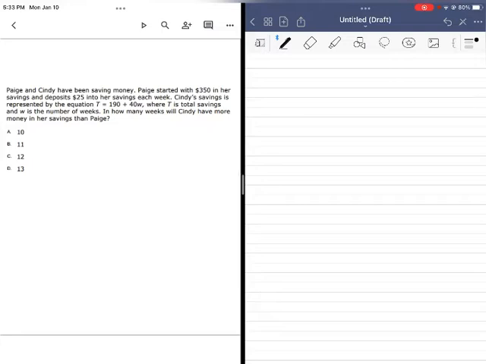It says Paige and Cindy have been saving money. Paige started with $350 in her savings and deposited $25 into her savings each week. Cindy is represented by the equation T equals 190 plus 40W, where T is the total savings and W is the number of weeks. In how many weeks will Cindy have more money in her savings than Paige?